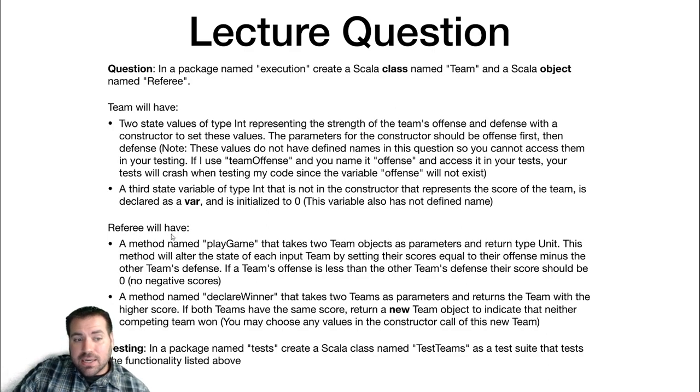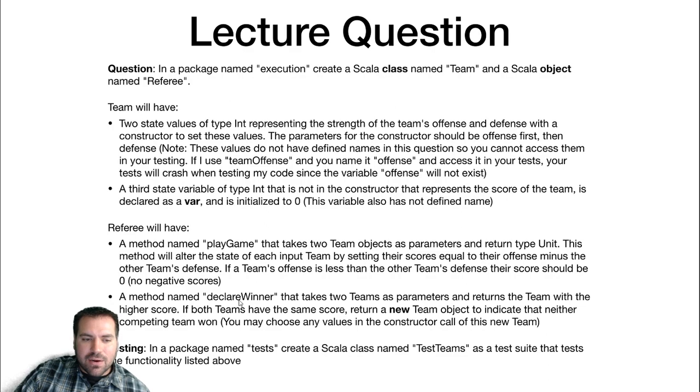And then an object named referee with a method named play game that takes 2 team objects as parameters. So after teams are created using this class, 2 team objects of type team are created. This play game method is going to take 2 teams, return nothing, but change the state variable representing the score of those teams equal to each team's offense minus the other team's defense. No negative scores allowed, so if the other team's defense is higher than the offense, their score should be 0.